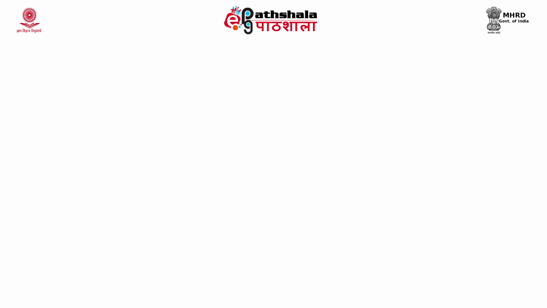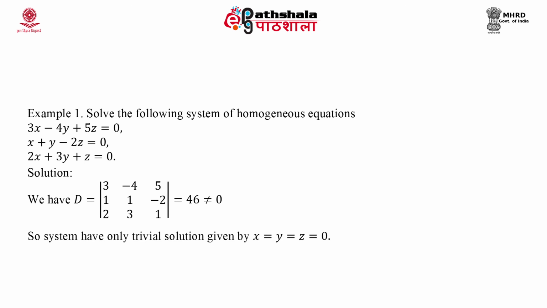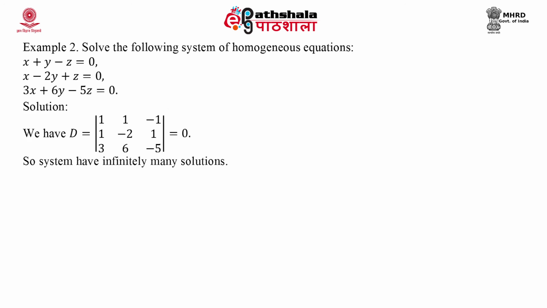Let us consider an example. Solve the following system of homogeneous equations. First of all, we find d. Now here d is non-zero. D is 46, which is non-zero. So we have only a unique solution, that is the trivial solution. So the system has only the trivial solution, which is x, y, z equal to 0. So it's easy to solve a homogeneous system.